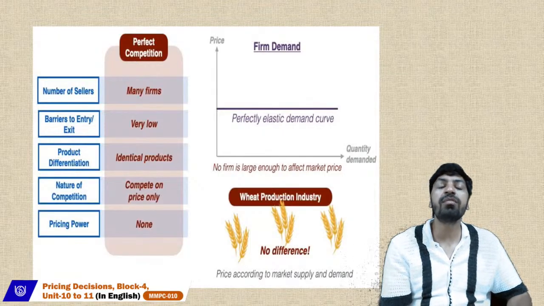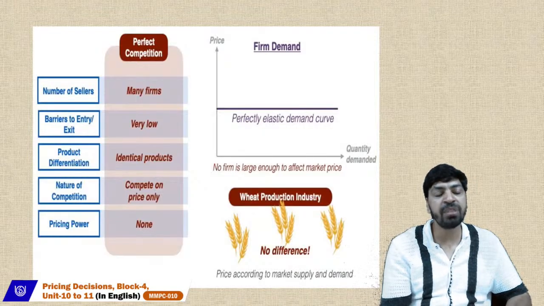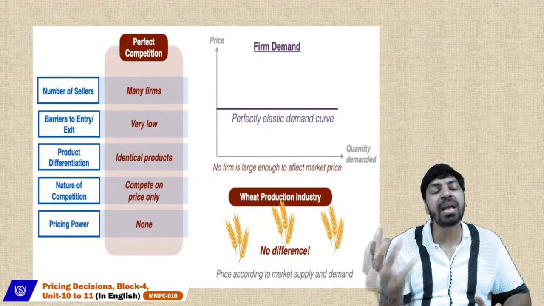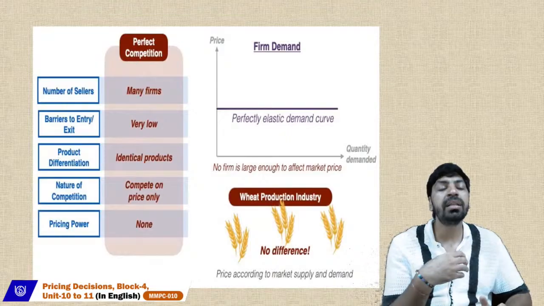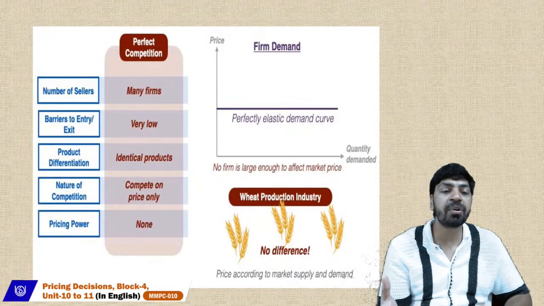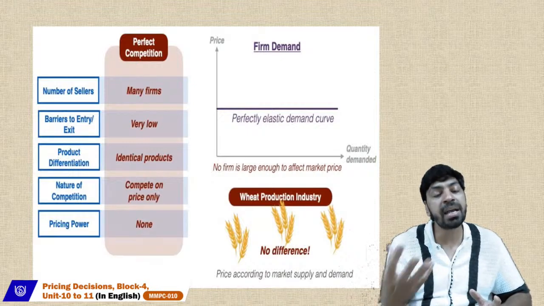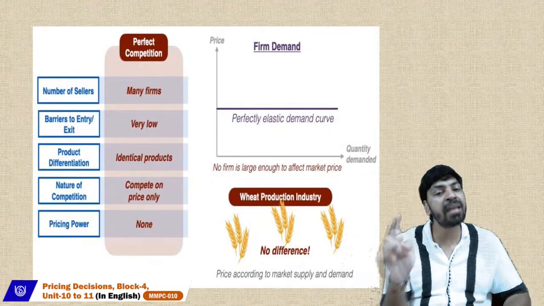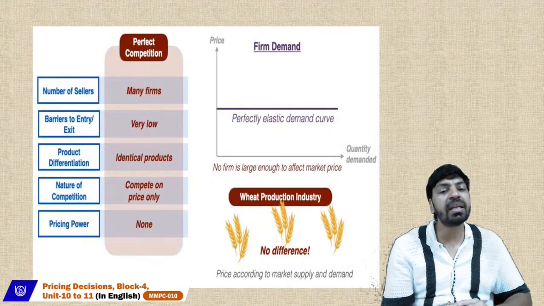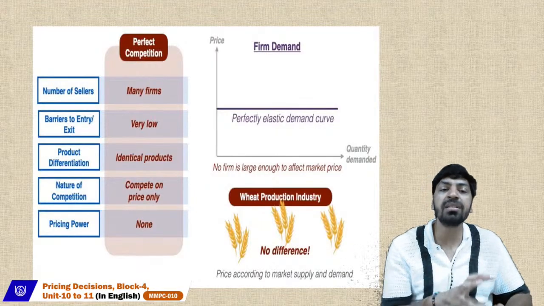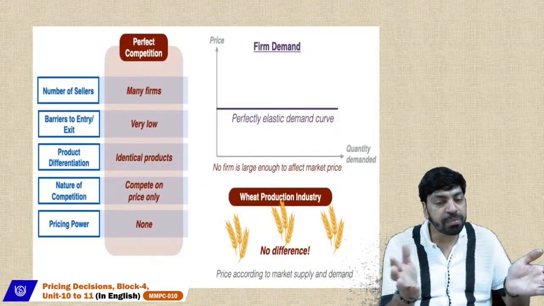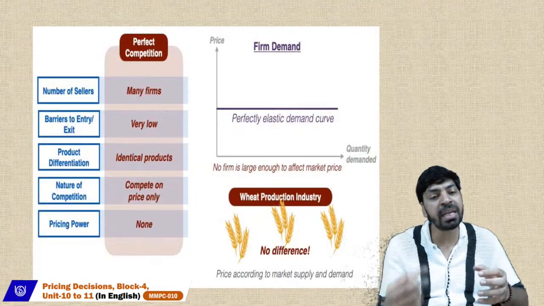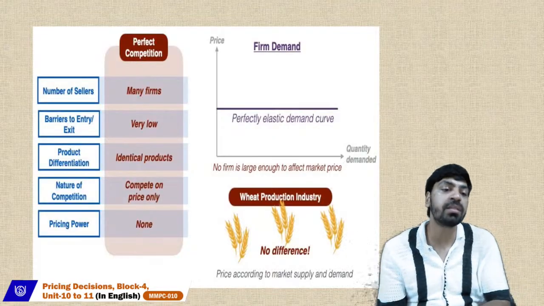Next one is nature of competition. It competes on price only. Whatever competition exists in this market, it totally relates to the price of a commodity. Because after all, there are many sellers selling identical products. So the price decided by the industry, the same price has to be charged to the buyers by the different sellers. So automatically the competition that exists is based on price only.